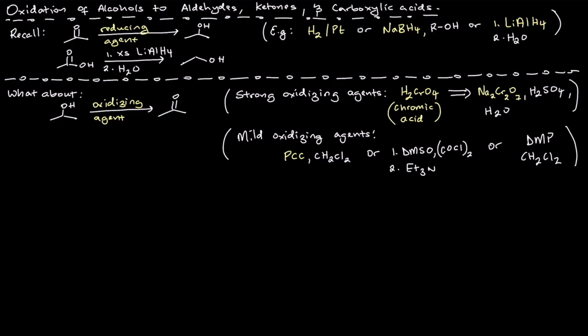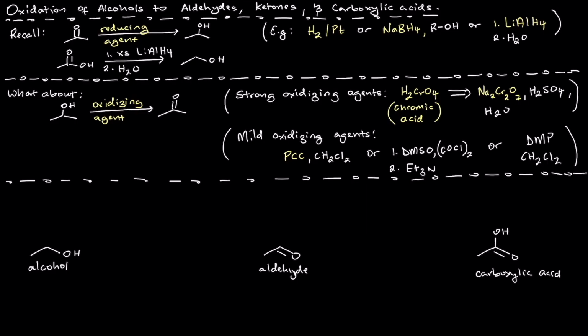And so what I'm going to do for this last part of the video is to give you a synthetic map that includes all these different oxidizing and reducing agents and show you when it's appropriate to use which particular reagent. So on this scheme, you have your alcohol, your aldehyde, and your carboxylic acid.